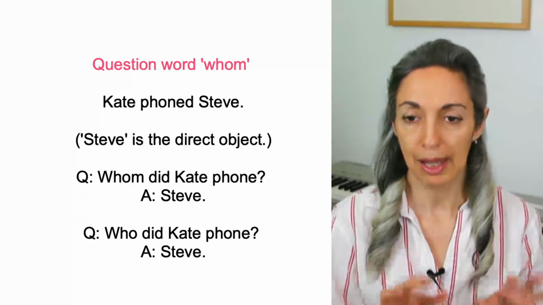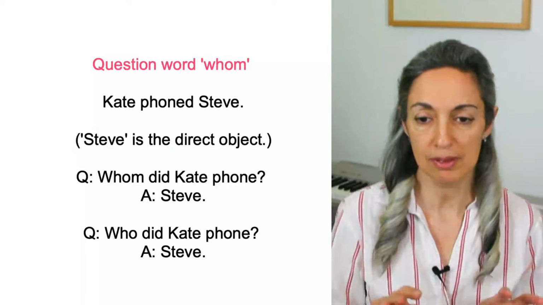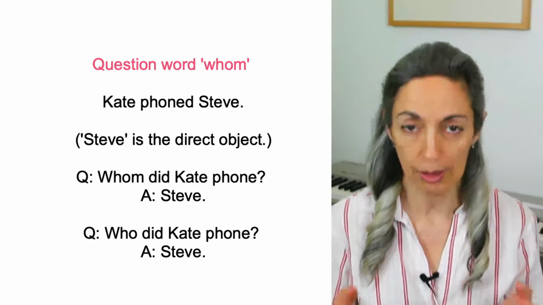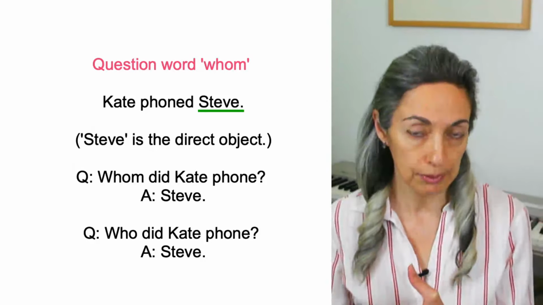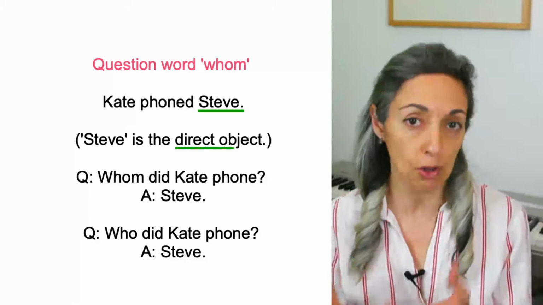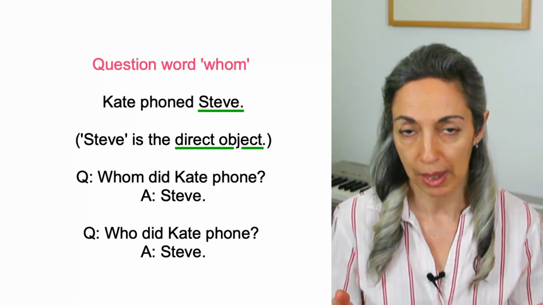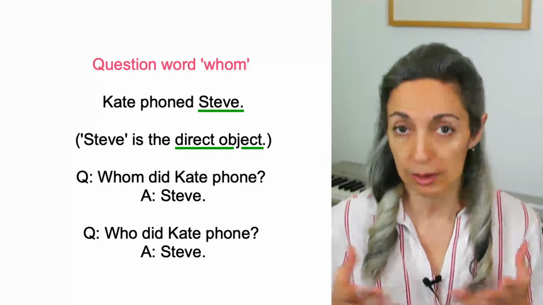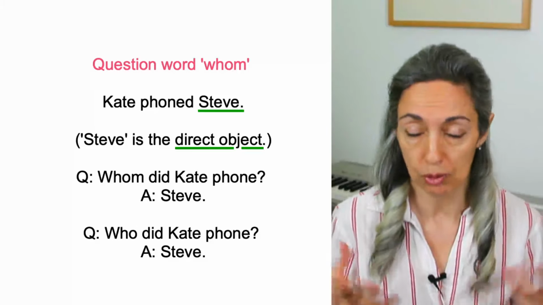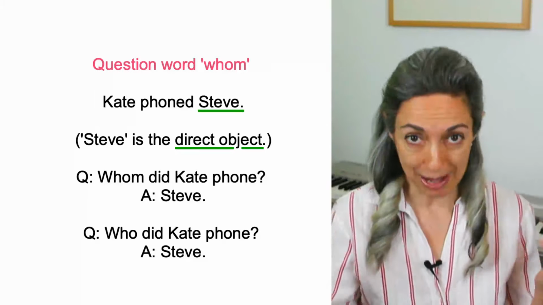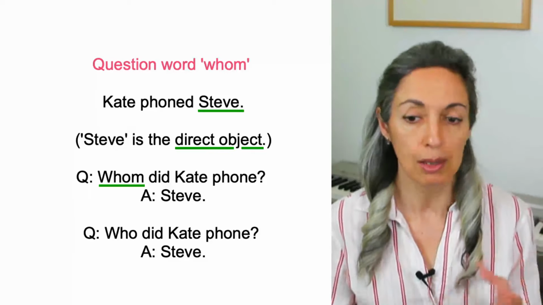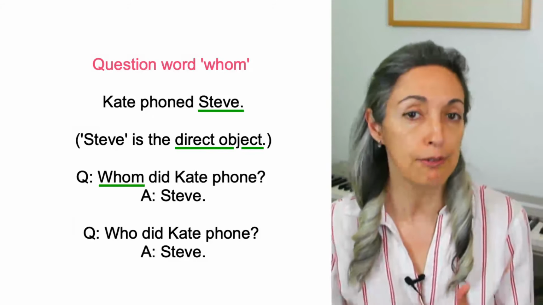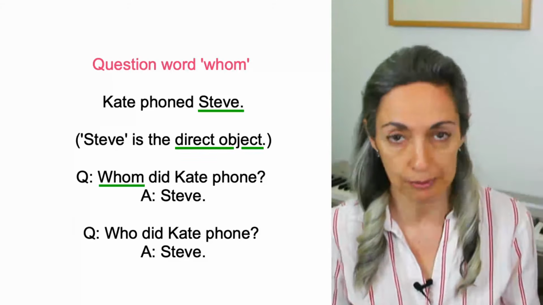Okay, let's now look at the question word whom. Same sentence, Kate phoned Steve, but this time we want to ask a question where the answer is Steve, and Steve is the direct object of this sentence. So you would imagine that we need a different question word. You're right, the question word, grammatically speaking, is whom. Whom did Kate phone? And the answer is Steve.